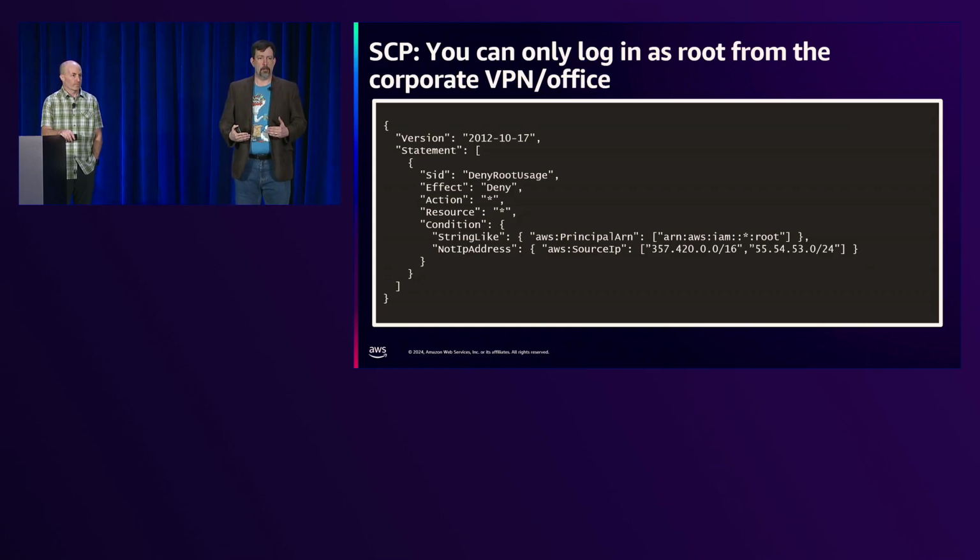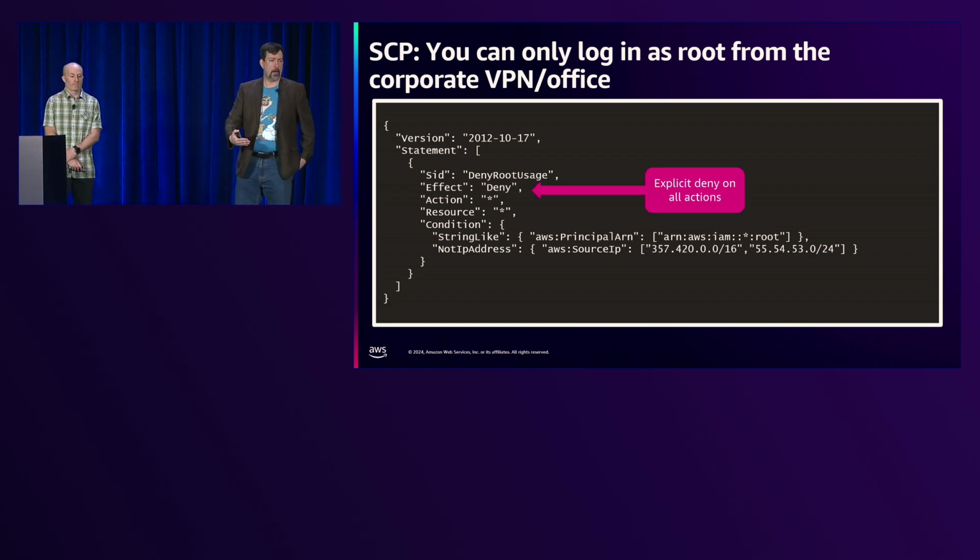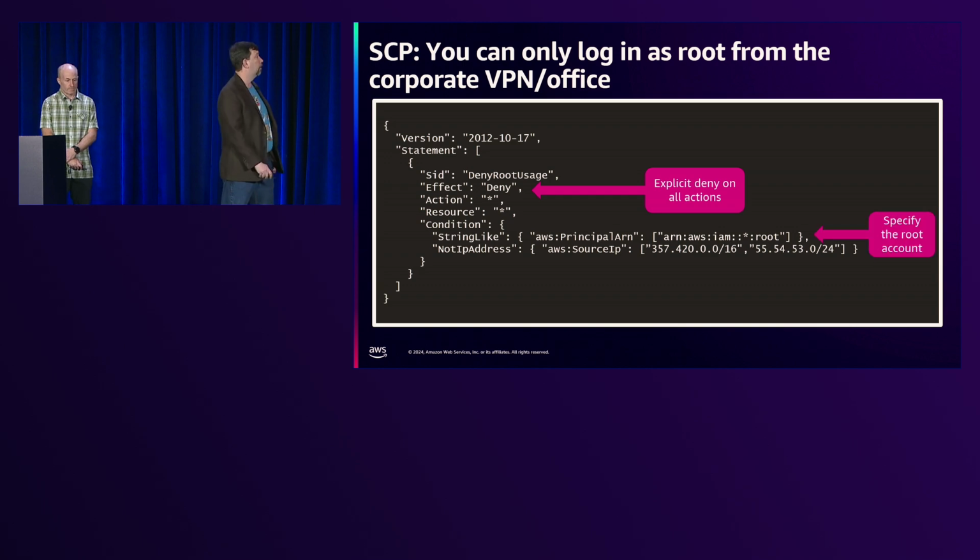So this basically says all root activities must come from either of these two IP address CIDRs. So again, it starts with an explicit deny on all actions if the principal ARN is the root user. And we can use an asterisk here in the condition. We couldn't do that in the principal, but we could do that in the condition. So if the principal ARN is in fact root, then the deny happens, unless, of course, not IP address, you're coming from one of these IP addresses.